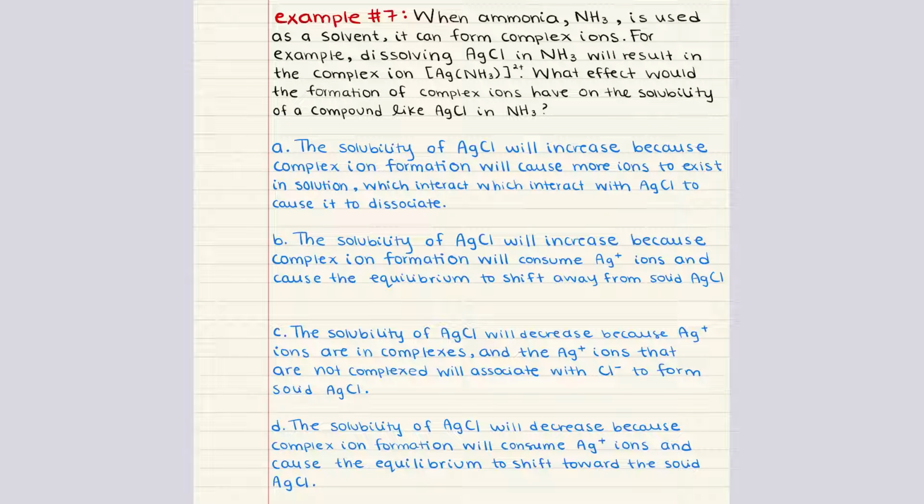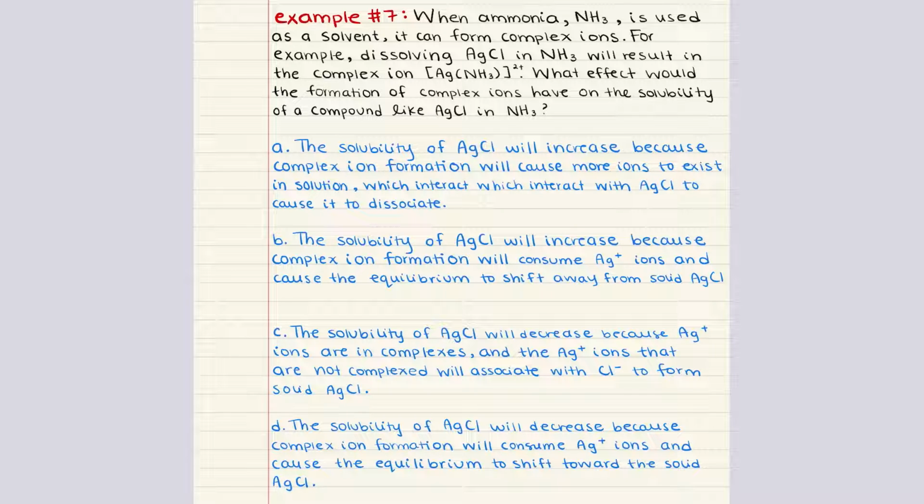Now, when a compound like silver chloride dissolves in ammonia, the silver ions can form a complex ion with the ammonia. The formation of this complex ion can affect the solubility of silver chloride by shifting the equilibrium of this dissolution reaction. Le Chatelier's principle states that if a change is imposed on a system at equilibrium, the system is going to adjust to counteract that change and then reestablish equilibrium. In this case, the formation of the complex ion consumes silver ions.